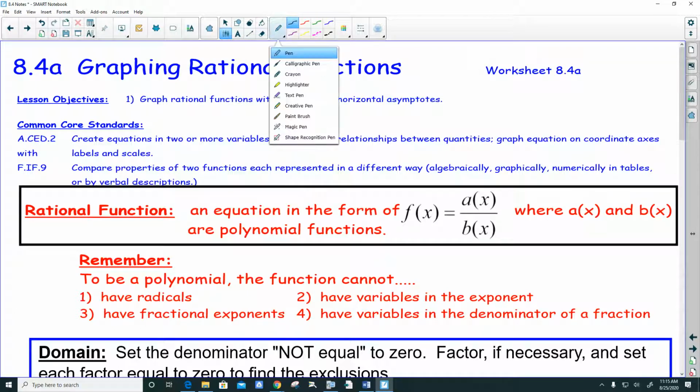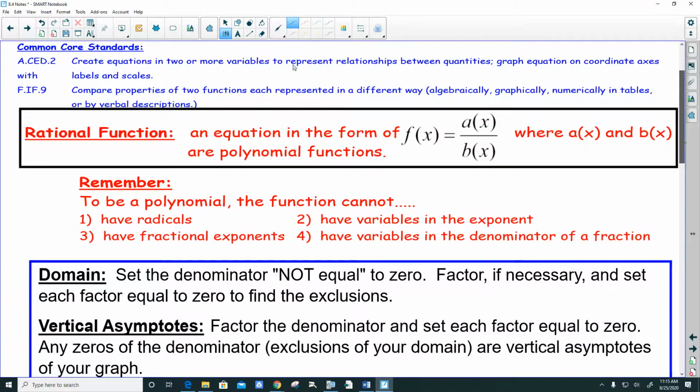All right, we are going to start section 8.4 today. This is typically a pretty challenging topic for students in the past. This is the only section we're going to look at in chapter 8. And it deals with this idea of graphing what are called rational functions.